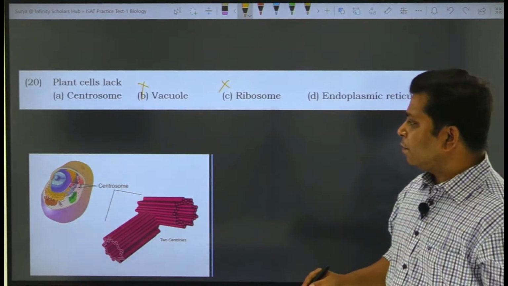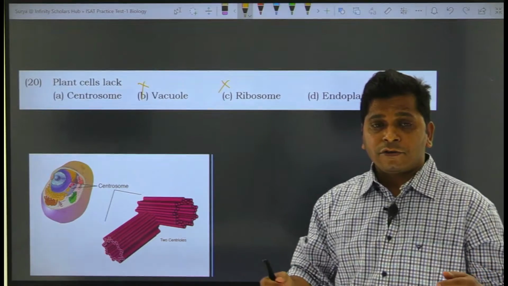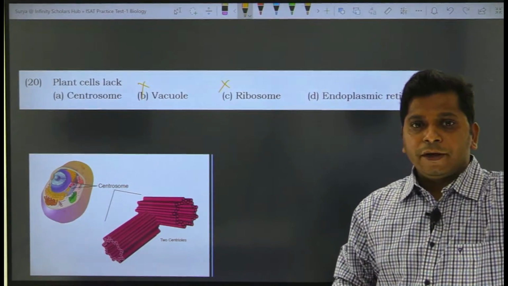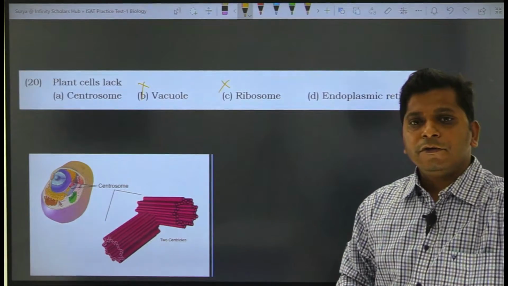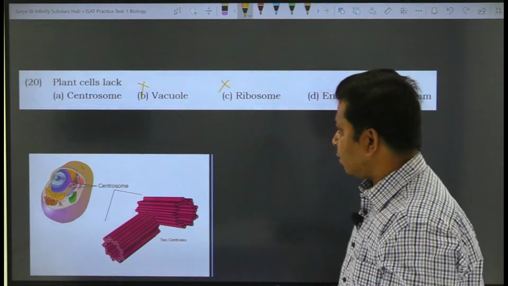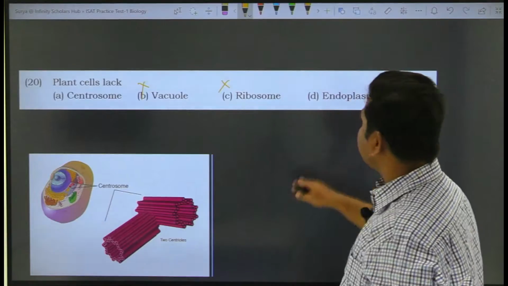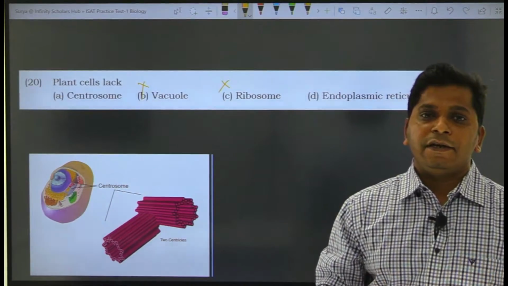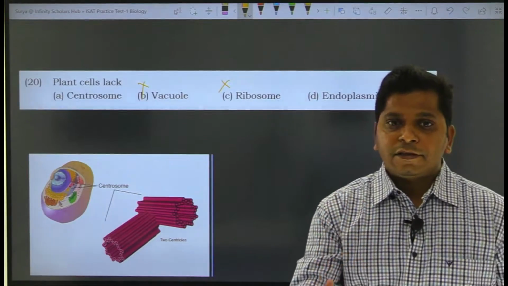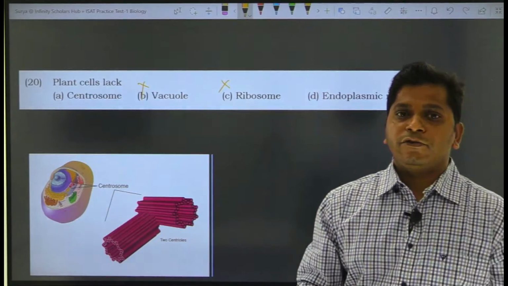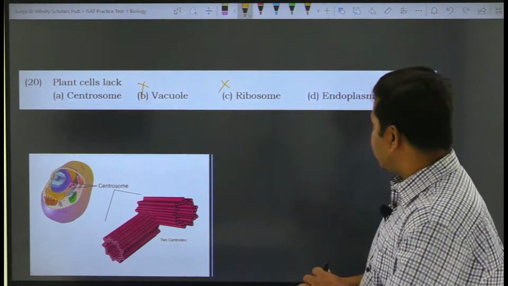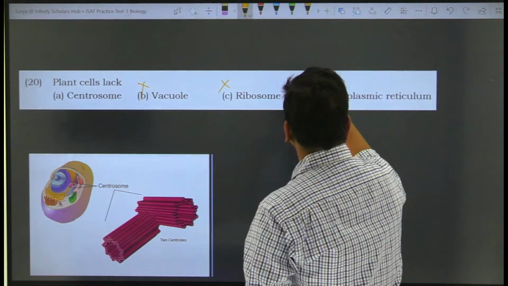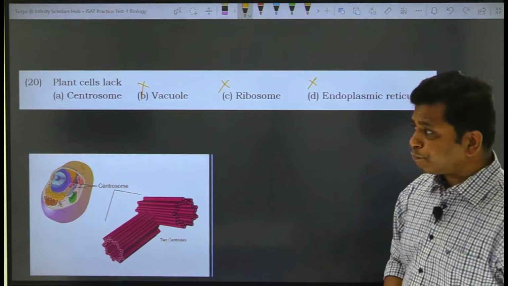Endoplasmic reticulum is a network-like, reticular structure which is present all the way from the surface of the nucleus to the plasma membrane, and ribosomes are present on the surface of the endoplasmic reticulum, so that they can facilitate the synthesis of protein and also the processing of the protein. So ribosomes as well as endoplasmic reticulum are present in plant cells. So this option is also wrong.